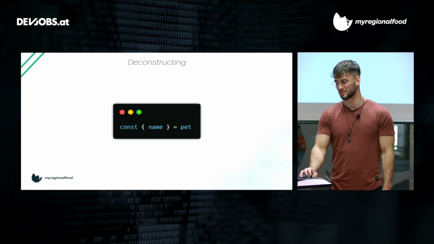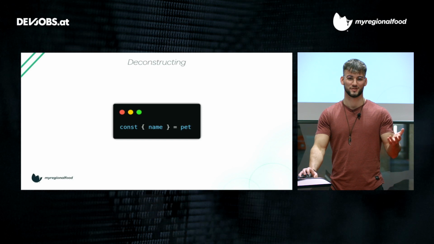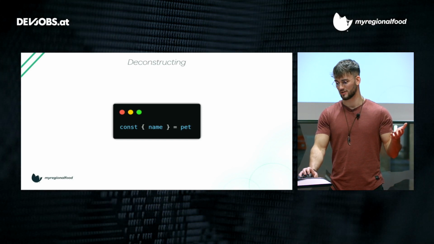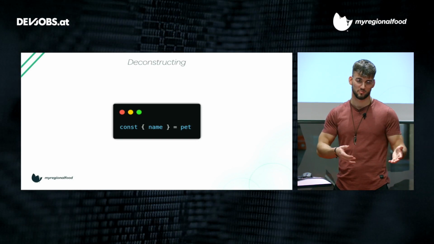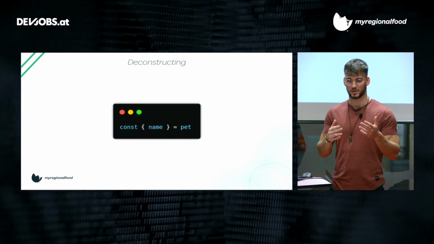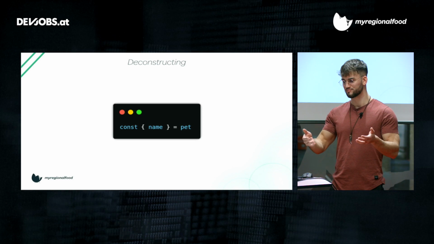Maybe some of you already know, you can deconstruct objects. You have the pet, and on the object is the value name. And in curly brackets, you can extract the name or the type.